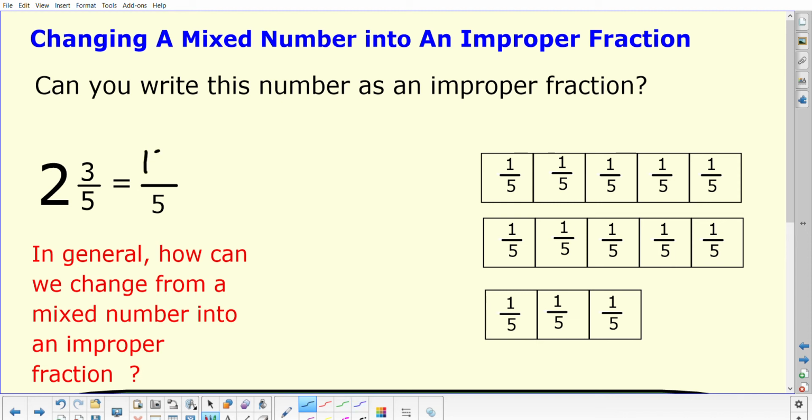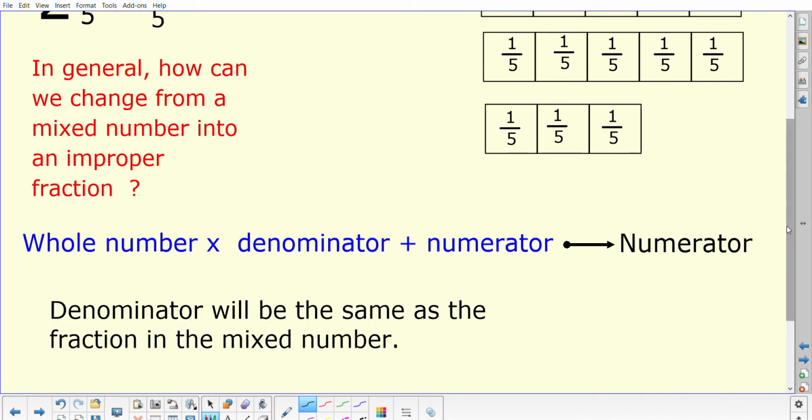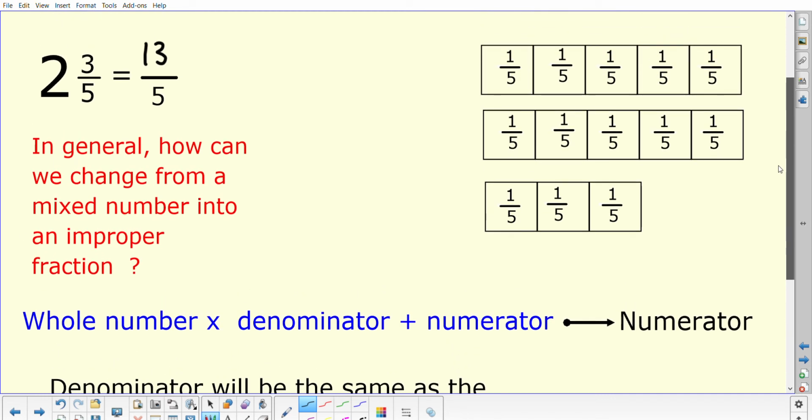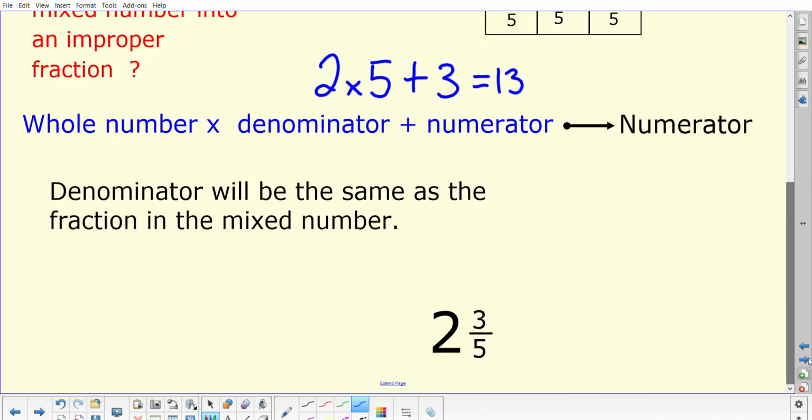Working with this, how did we get that? In general, this is what we do. If you notice, we do the whole number times the bottom number, so in this case 2 times 5, which is your whole number times the denominator, add on the 3, and that does in fact give us the 13, which is the numerator of your fraction. So this is the rule that we're going to be using to do this.